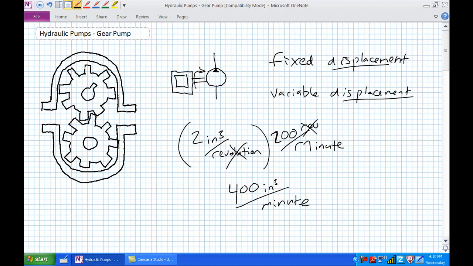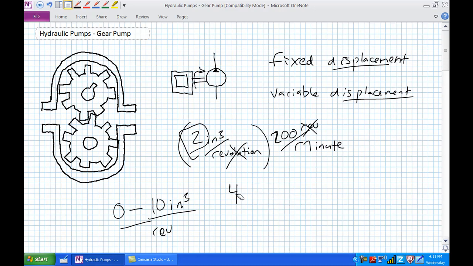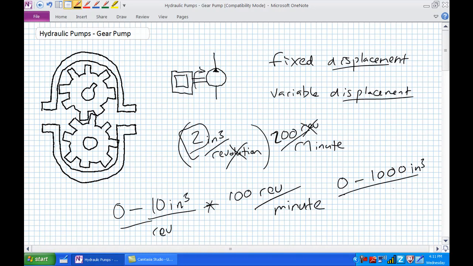Whereas a variable displacement pump, this displacement number here is not fixed. You can go from, let's say, 0 to 10 cubic inches per revolution and stay at a constant speed, which is pretty neat. Let's say an electrical motor moves at a constant speed of 100 revolutions per minute. Times 100 revs per minute, we could theoretically get a flow rate from 0 up to 1,000 cubic inches per minute. Pretty neat, huh? Just by varying this displacement number.